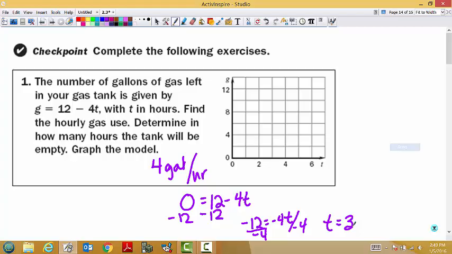Wow, you're using a lot of gas per hour. 4 gallons per hour? You must get really bad gas mileage. You must be driving a big truck.